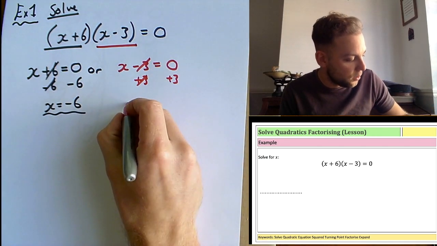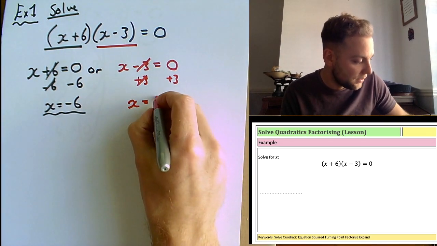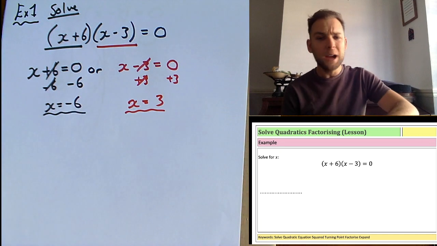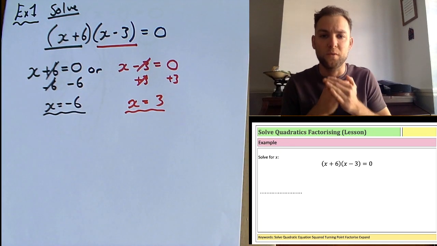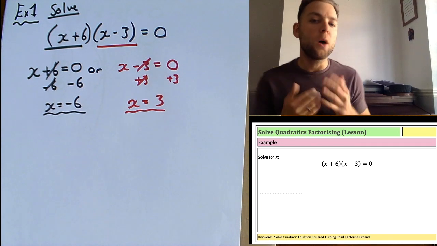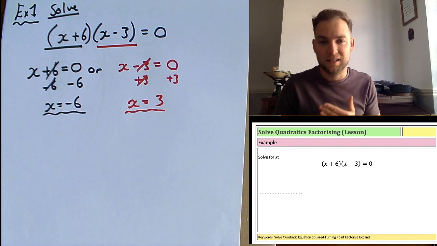So on the left-hand side, I just end up with x. And on the right-hand side, I end up with 3. Now, you might be thinking to yourself here, how can you have two values? Well, it's a common misconception that there's only ever one answer to something.